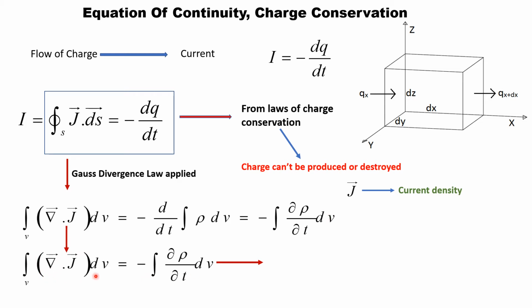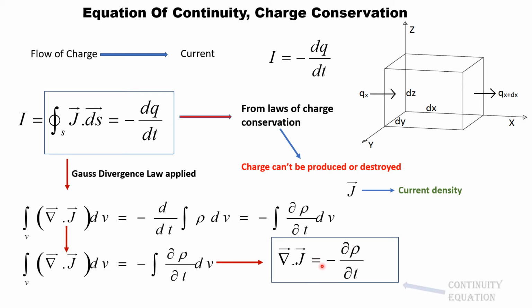Equating the two volume integrals, we get divergence of J equal to minus del rho/del t. This is the differential form of the equation of continuity. I think you all now realize what it physically means, from where we started the equation and how we got it. Many students are unable to digest this equation and are not very confident about this form, but you can think of it very easily.